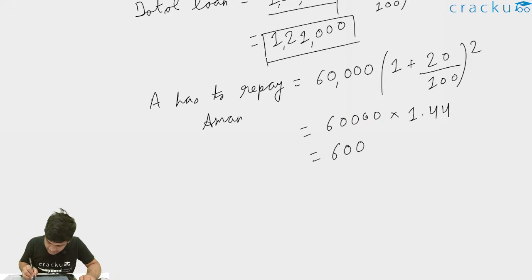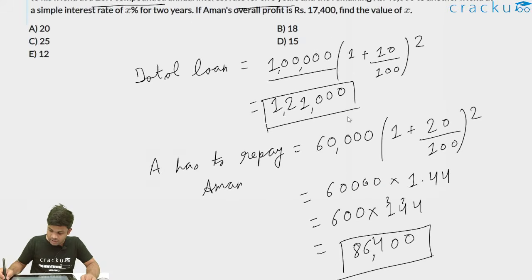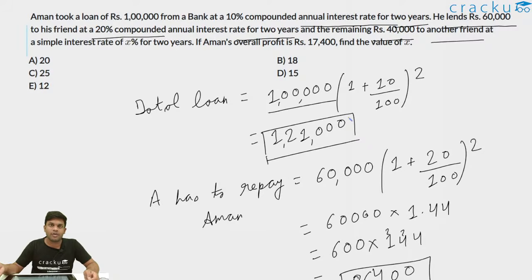So from here you will get 600 into 144. So from here 6 into 4 is 24, 6 into 4 is 24 plus 2 is 26, and 6 ones are 6, 7, 8. So 86,400 is the amount that A has to repay to Aman. Now let's look at the question again. It is said that the remaining 40,000 to another friend. That means Aman gave the remaining 40,000 as a loan to another friend. Let's take another friend as B, at a simple interest rate of X% for 2 years.